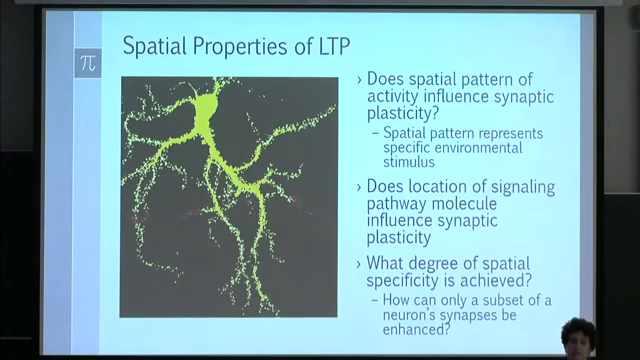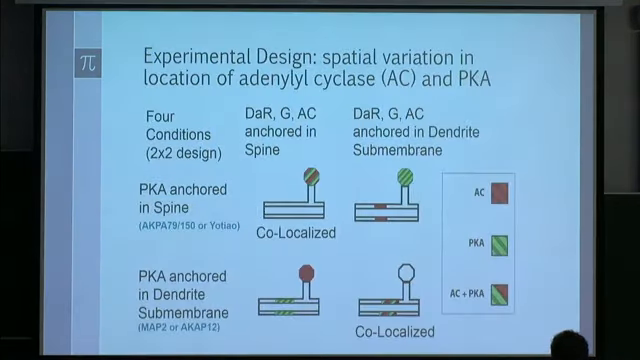And we're not even positive that we do only reinforce the single spines that are stimulated. It's possible that we're reinforcing nearby spines. So another question is just how much spatial specificity do we achieve? And in addition, how does the different spatial pattern of activation influence synaptic plasticity? This is important because the spatial pattern actually represents specific environmental stimuli. So a yellow flower will produce a different spatial pattern of activity on different neurons than, say, looking at a red house. Okay, I'm going to skip these.